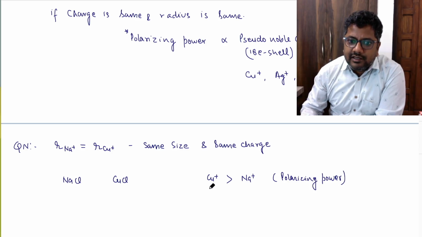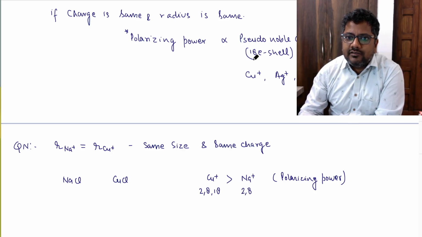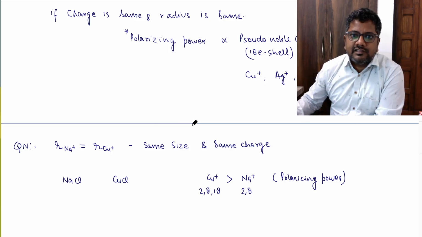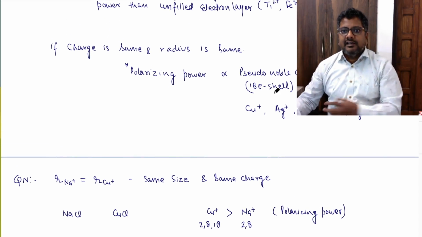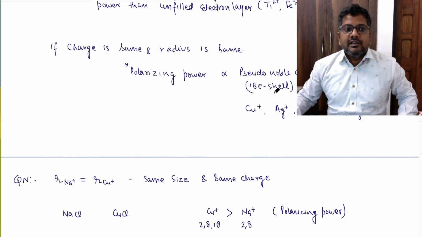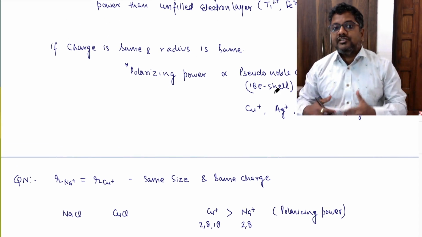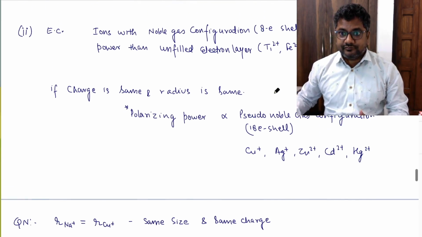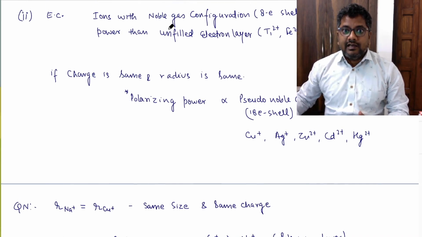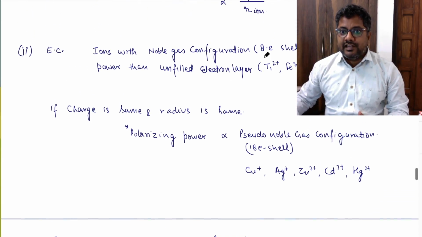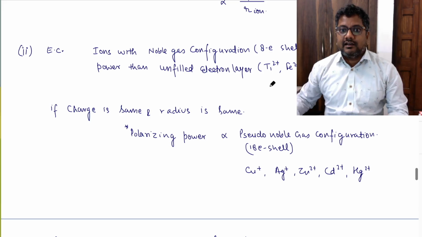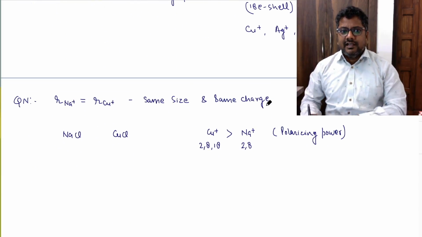Why? Because this is 2, 8, 18 and this is 2, 8. If it has a pseudo-noble gas configuration with an 18 electron shell, it has more polarizing power if other things are the same. If charge is the same and radius is the same, then this is a very effective feature which affects the polarizing power. Ions with noble gas configuration, an 8 electron shell, have less polarizing power than those with an unfilled shell. So if it has 8 electrons in the valence shell, then it has less polarizing power.